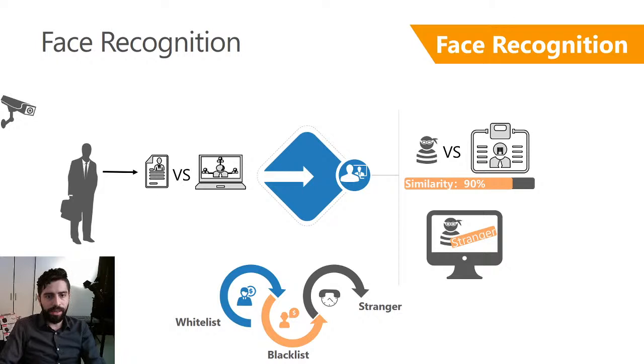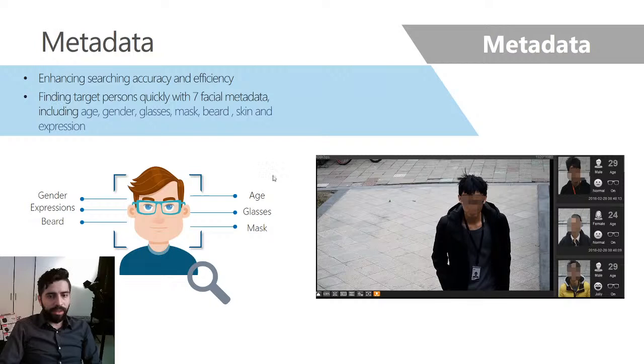Here we have the metadata. For the face, it gives you the age, whether male or female, wearing a face mask, and the expression: normal, joy, sad, aggressive, etc. We have almost seven facial metadata, including age, gender, glasses, mask, beard, skin, and expression.